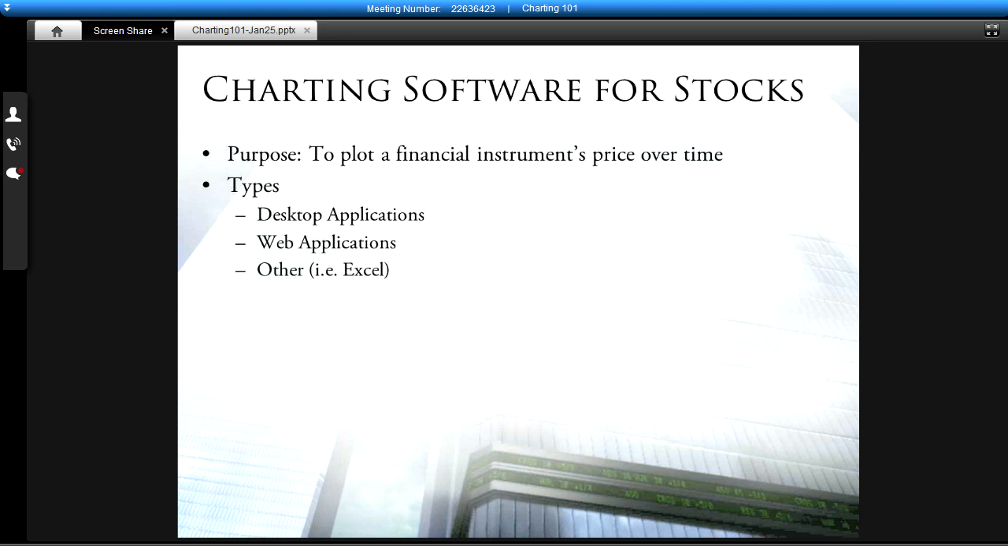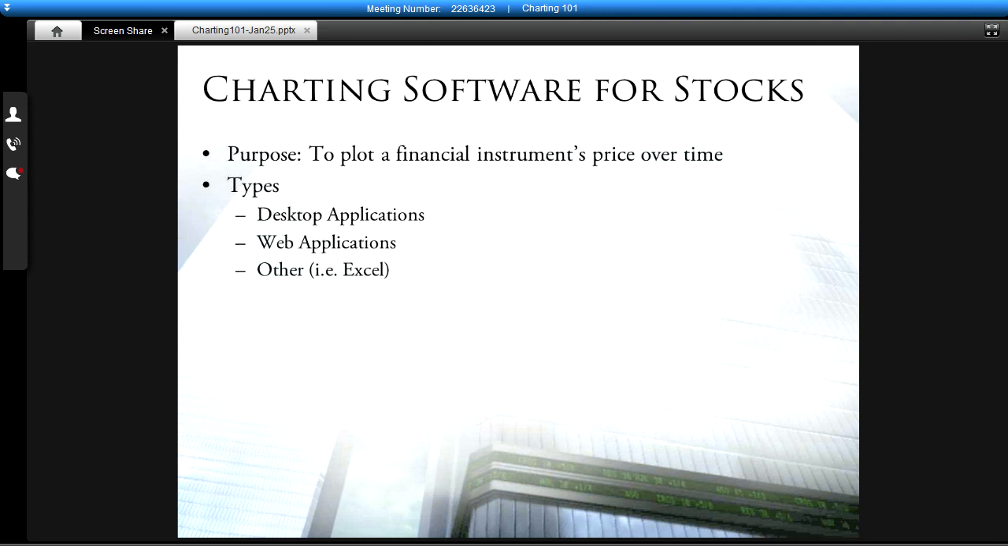So we'll go now and start talking about the software. Just like with any charting software, it's to plot the financial instrument's price over time. There's different types of software available. You've got your desktop applications, and this is software that you install on your desktop and run from the desktop. Then you have web applications, and these are ones that are hosted within a website. And those are nice because then you can view that stock chart anywhere that you go. As long as you've got a computer somewhere and the internet, you can view the stock chart.